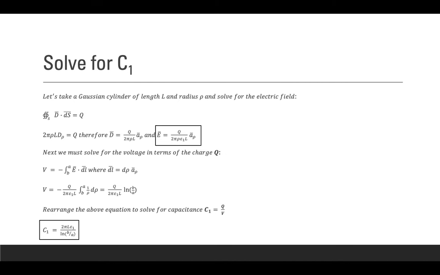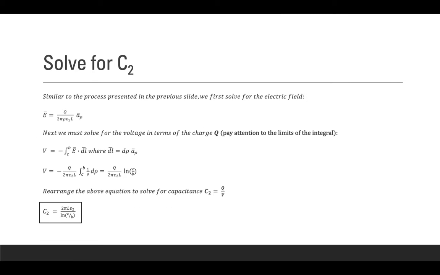To solve for the first capacitance, we must first find the electric field via Gauss's law. We take a Gaussian cylinder of length L and radius ρ and solve for the electric field. We can then solve for the voltage in terms of a charge Q in order to solve for the capacitance, as shown.